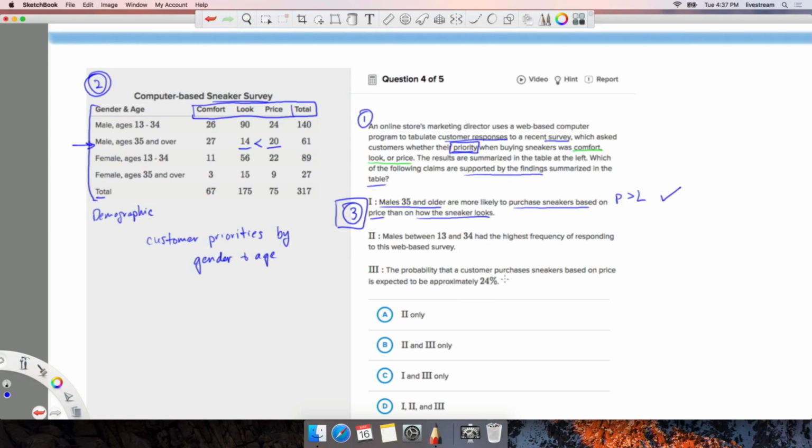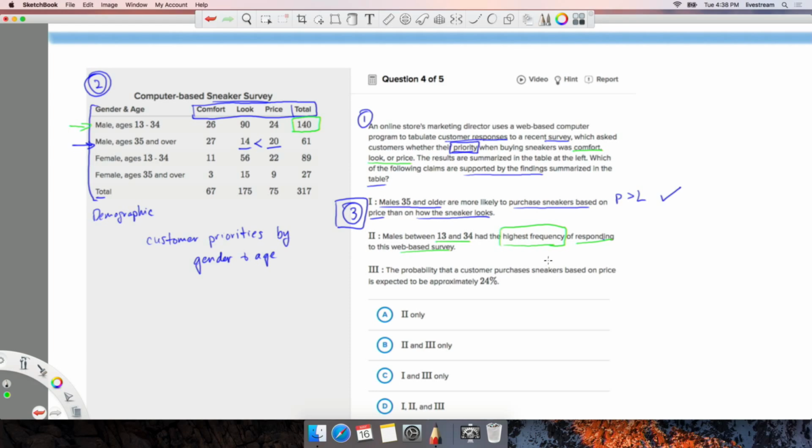Statement number 2: males between 13 and 34 had the highest frequency of responding. And actually I'm going to change colors here just to help color code. So males 13 to 34 had the highest frequency of responding to the web-based survey. So now I'm looking at another demographic. In this case, highest frequency is the operative word. So I'm not looking just at comfort, look, and price. I'm looking at their totals, and that is going to be there on the table.